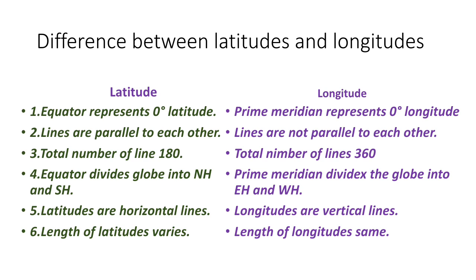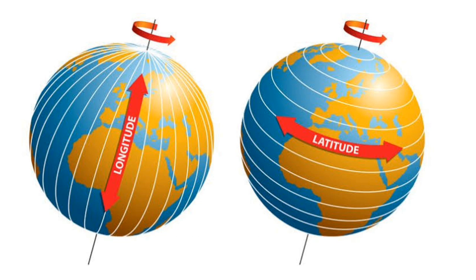We already know latitudes are horizontal lines and longitudes are vertical lines. And the length between latitudes, they differ. If the length of the equator is very large, when it is going around near the poles, it will be very small. So the length varies. But longitudes, all the longitudes length are same. These are the two different diagrams to differentiate latitudes and longitudes. Latitudes are horizontal lines and longitudes are vertical lines.